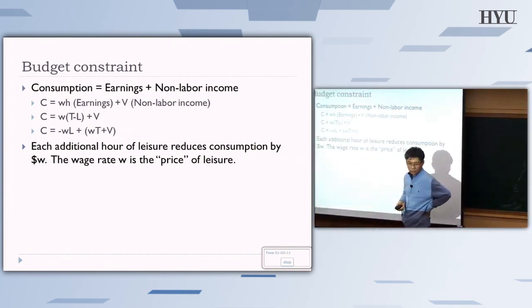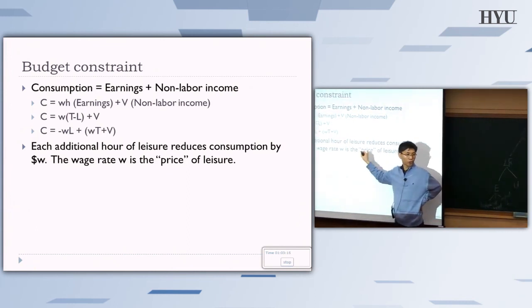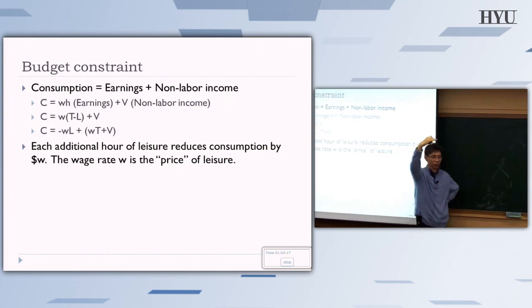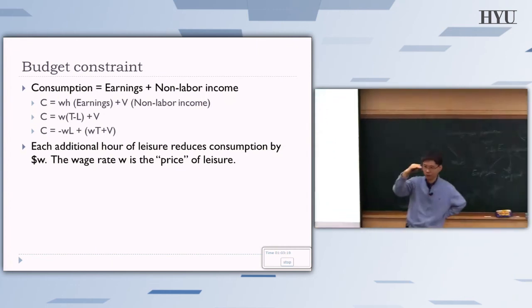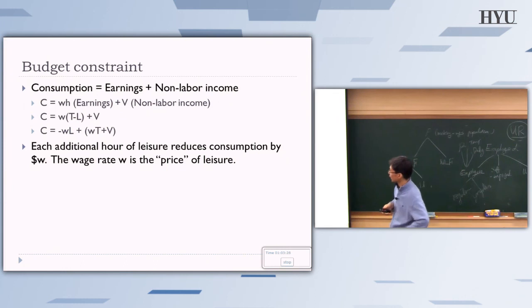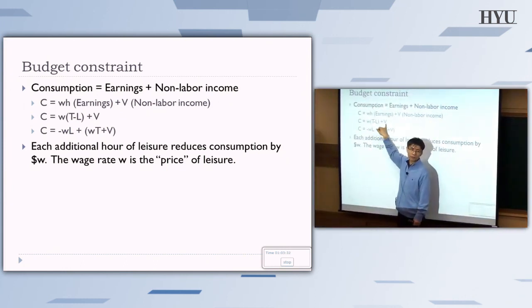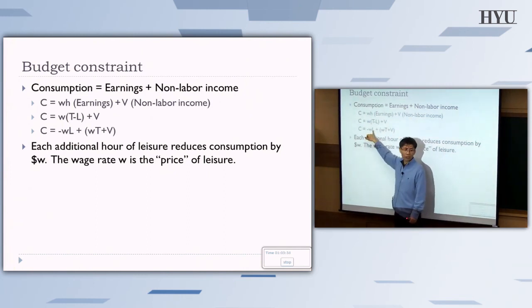Quite often, it is easier to think of W as the price of leisure, because if you think of it as consumer theory, leisure is a good. It's more straightforward to have a price, not the wage. So we can say this person is given this income and chooses leisure by paying W dollars.